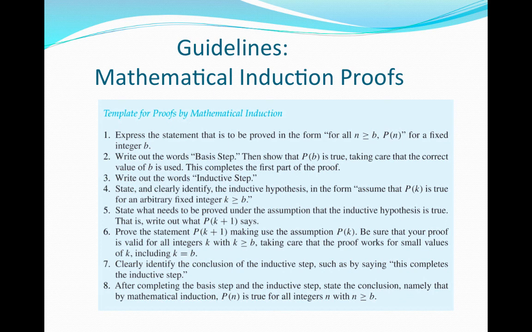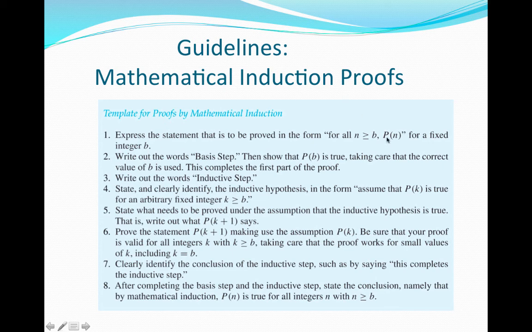The following guidelines give us a step-by-step procedure for writing a proof by mathematical induction. So the very first step is to write out exactly what you're trying to prove. So in particular, for all n greater than or equal to b, the property of the natural numbers we're trying to show for a fixed integer b, which may be 1 or may be a larger integer.